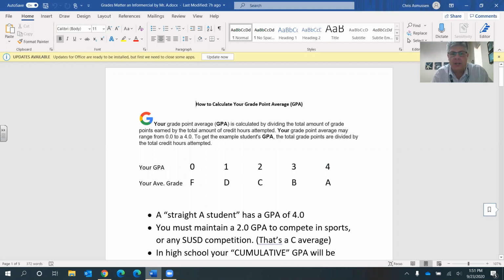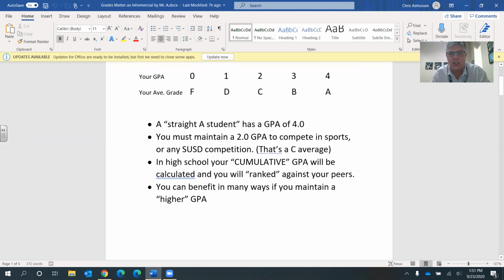Your grade point average may range from 0.0, which, by the way, if you see this sliding scale, if you have a 0.0 grade point average, that means that you are failing all of your classes. And it can range all the way up to a 4.0. So let's talk about that real quickly. If you are a straight A student, and we've used that phrase before within our society, hey, that person's a straight A kid, right? That means that they are a 4.0 grade point average. They've gotten all A's, and their grade point average would be a 4.0.